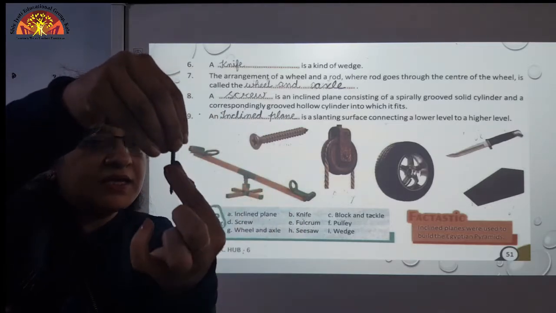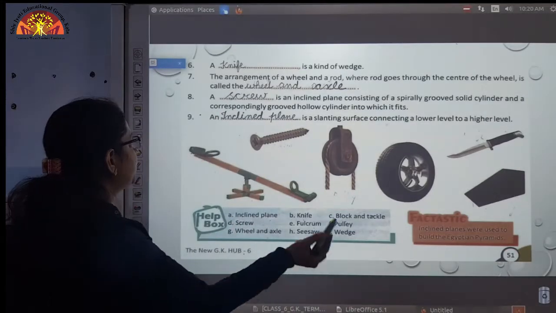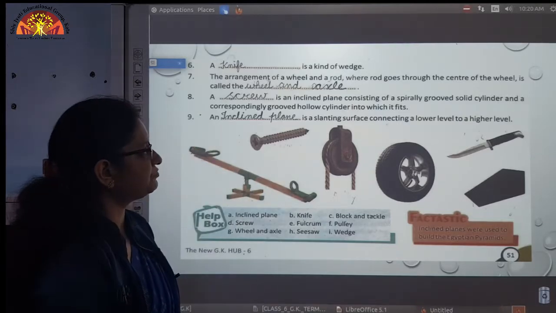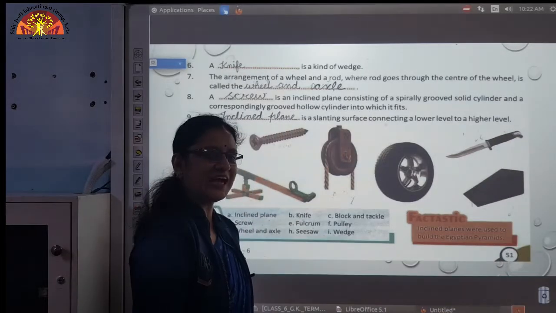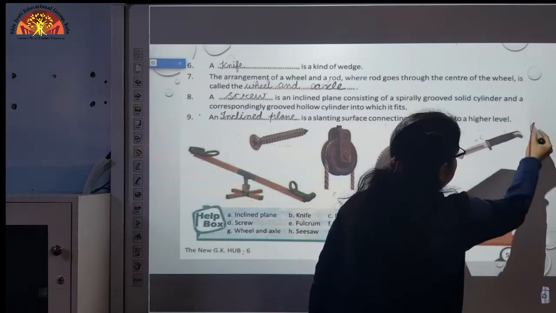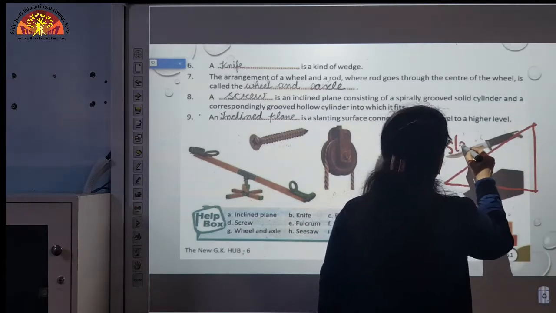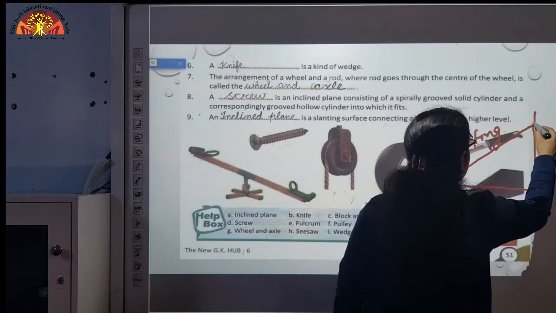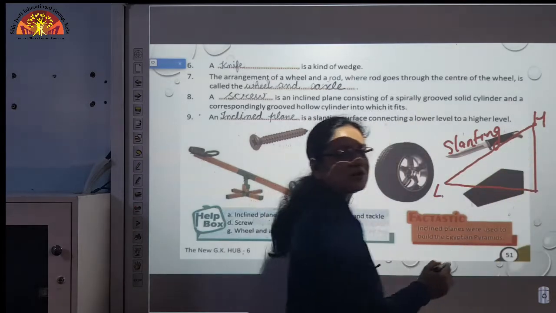You can see in this the spirally grooved solid cylinder. Students, now we are going to read point number 9, that is an inclined plane is a slanting surface connecting a lower level to a higher level. Students, I am going to show you through a diagram. So, this is a slanting surface which joins the higher level to the lower level, as you can see in ramps or slides.